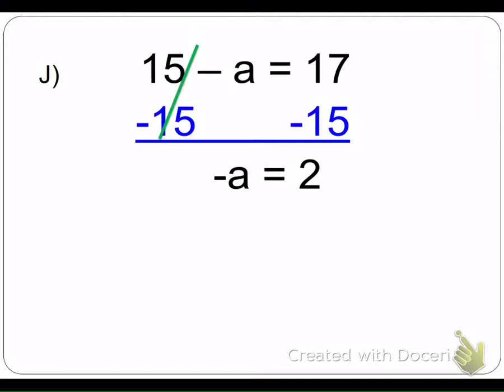Now, it looks like the A is isolated, but it's not. It is negative. So the way we undo multiplying by a negative is we just divide both sides by negative 1. So this will get rid of our negatives. We just have the A equals, and then that'll be a negative 2. Again, that's a tricky one, more like a two-stepper, which we're going to cover tomorrow. So be careful on that one.